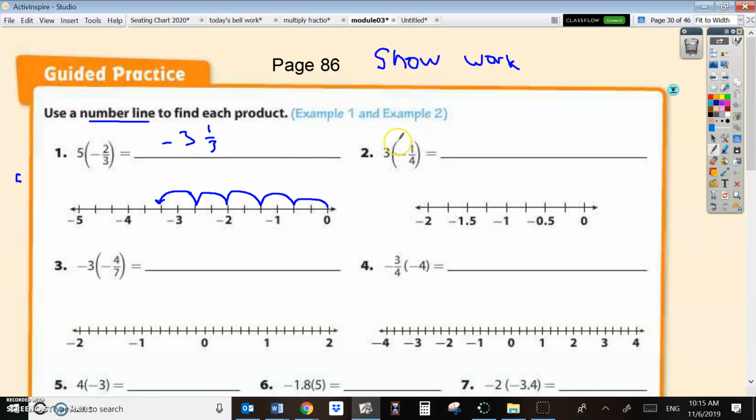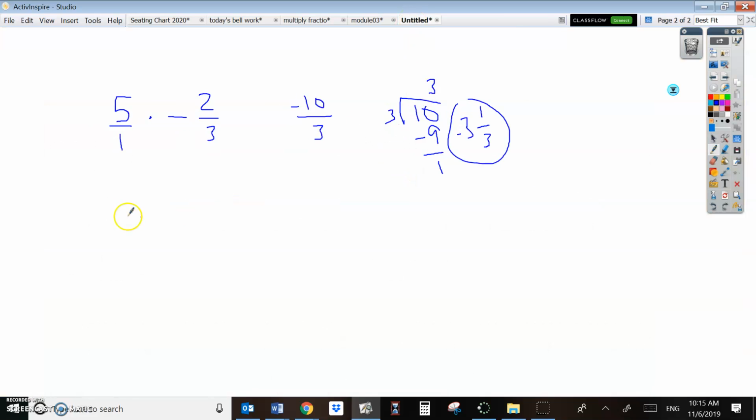Okay, so let's go 1/4 in the negative direction 3 times. So here's 1/4, 1/4, 1/4. So you can do it like that, or you can look at it like this. 3 times negative 1/4. Make your whole number into a fraction by putting it over 1.